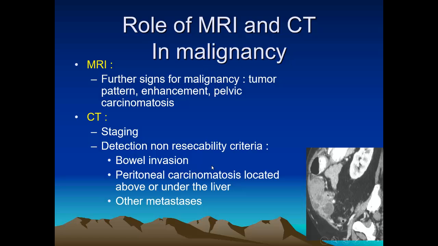In malignancy, CT and MRI, it is very important to see the degree of enhancement and the presence of pelvic carcinomatosis. It is also very important to assess for bowel invasion. Don't see only the metastatic lesions and miss that it is invading the sigmoid, for example. So it is very important to trace the bowel to see if there is bowel invasion or not. Peritoneal carcinomatosis located above or under the liver is important in staging, along with the presence of other metastatic lesions.